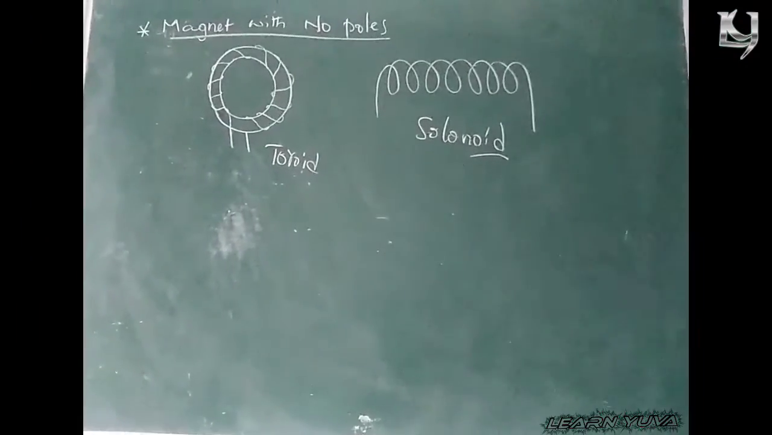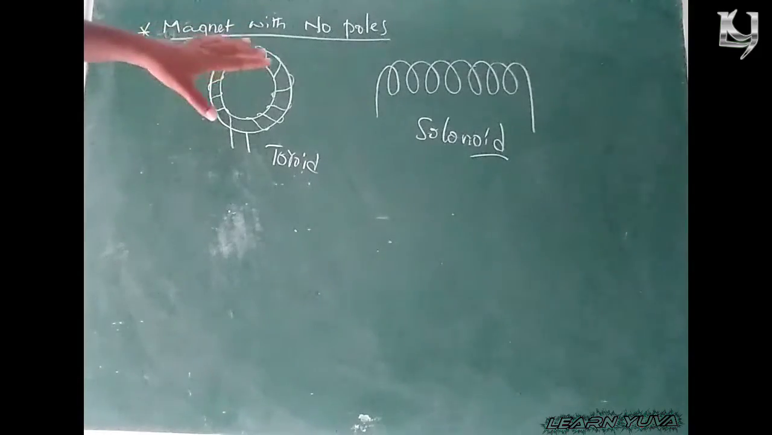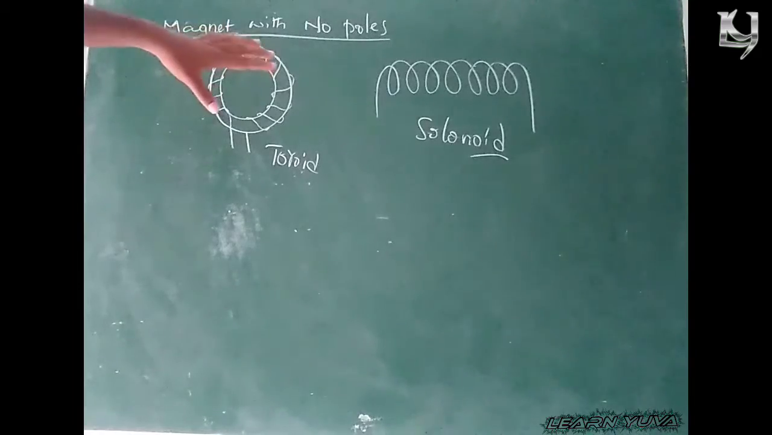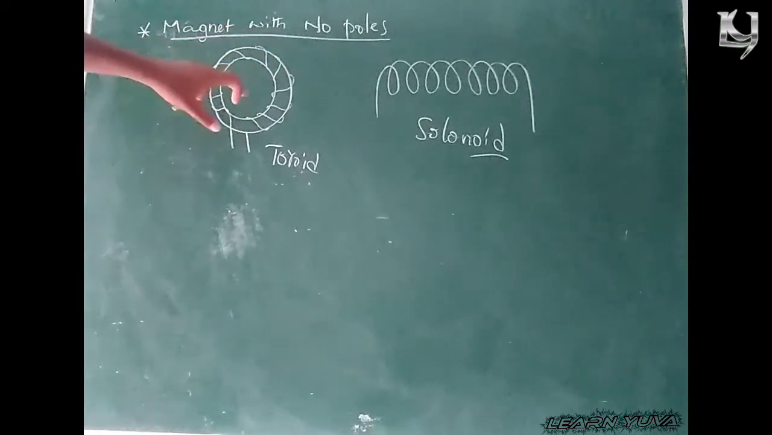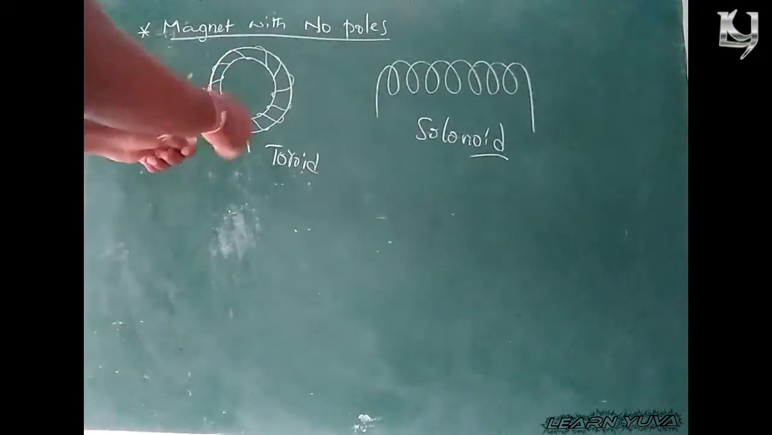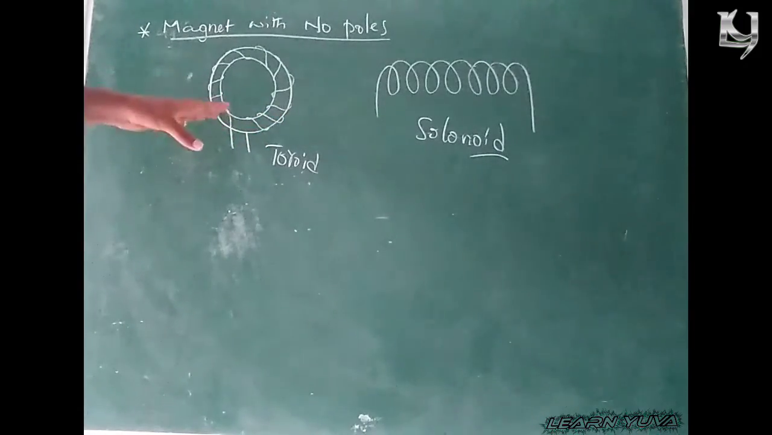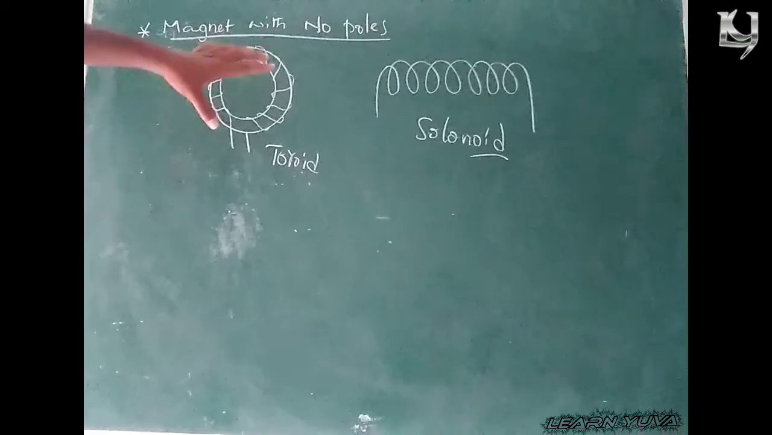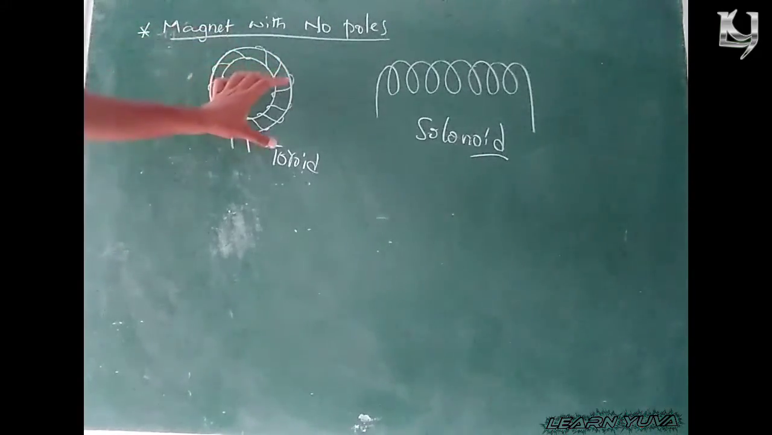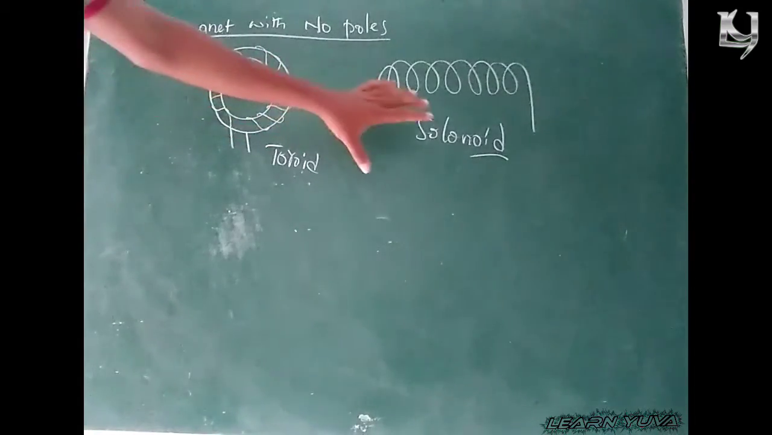So here, these are the magnets which have no poles, which means here it is a magnetic substance. To this magnetic substance, we wound copper wire, right? And that is what we call a toroid. So here it is a magnet. It acts as a magnet, but it does not have any poles because it is dependent upon its shape. And it is also a solenoid.